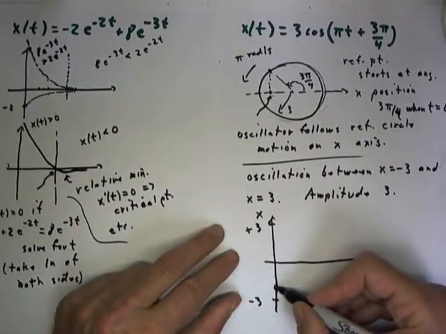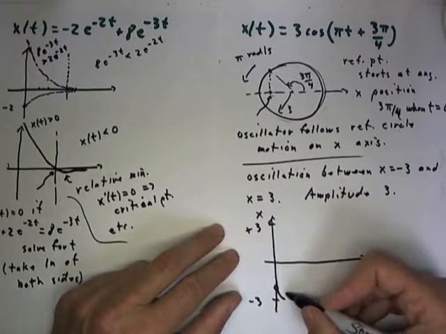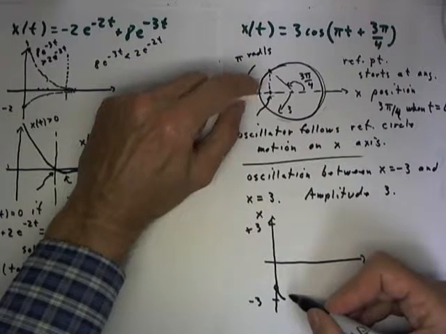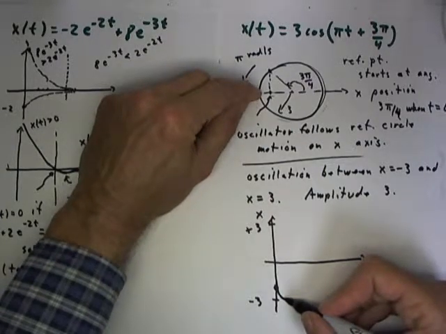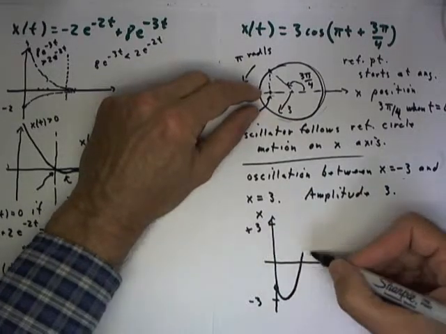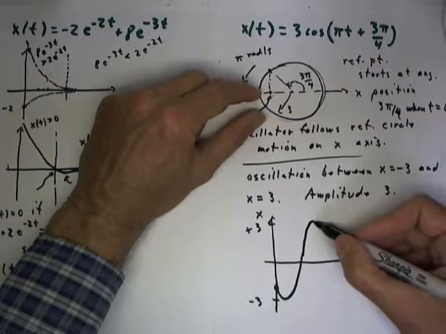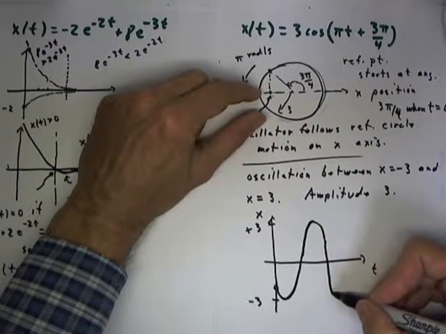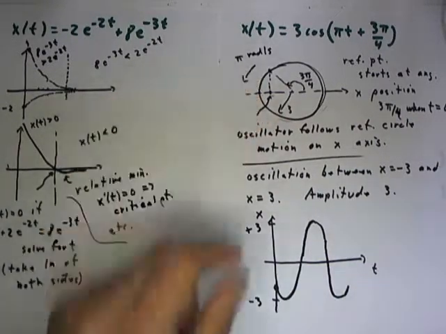Then the x position goes down to -3 before turning around, starting back up toward +3. So what happens? The oscillator moves down to -3, corresponding to the point at which the reference circle, the reference point reaches here, and then turns around and moves up, eventually reaching +3 before coming back down and continuing its oscillation.